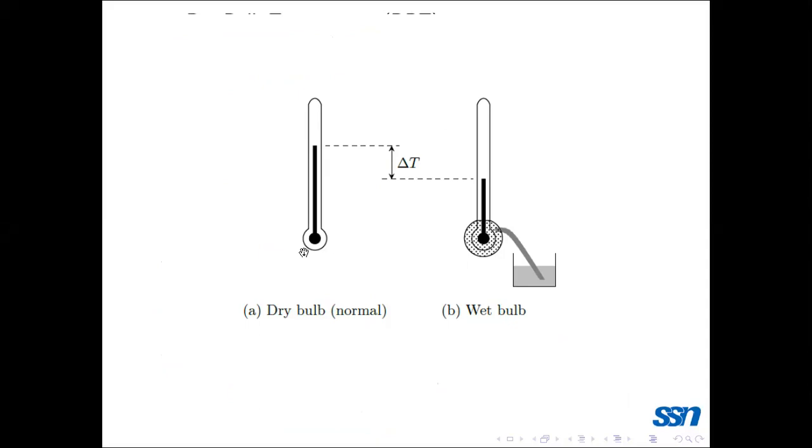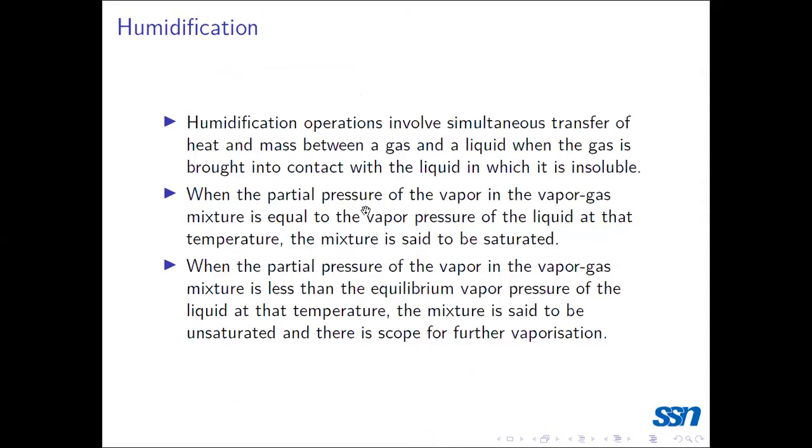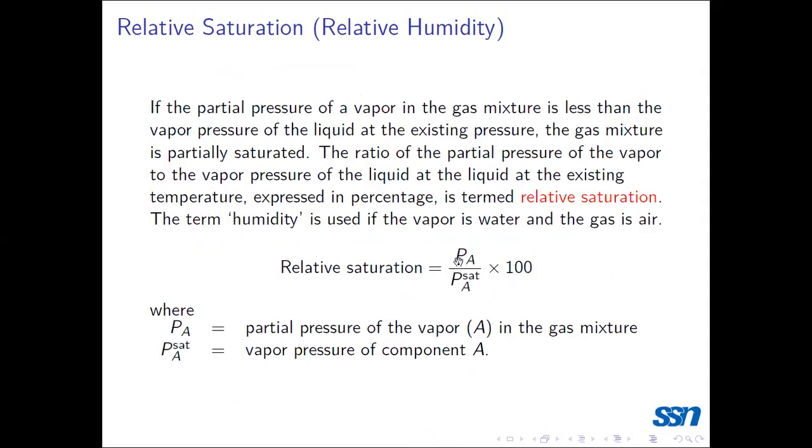So dew point. We have seen a lot of terminology so far; let us recollect. Molar absolute humidity is moles of water vapor by moles of dry air, and absolute humidity refers to kg of water vapor by kg of dry air. Percentage humidity refers to the humidity of the water vapor by the humidity of the water vapor at saturation, which is a function of temperature at saturation, because it depends on PSAT and all. And relative humidity, which we have already come across, is partial pressure by partial pressure at saturation. This is also a function of temperature.